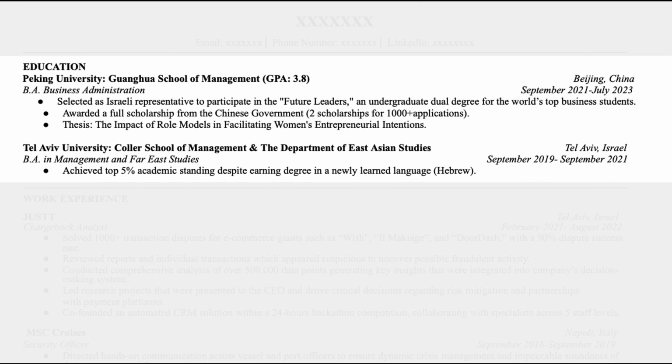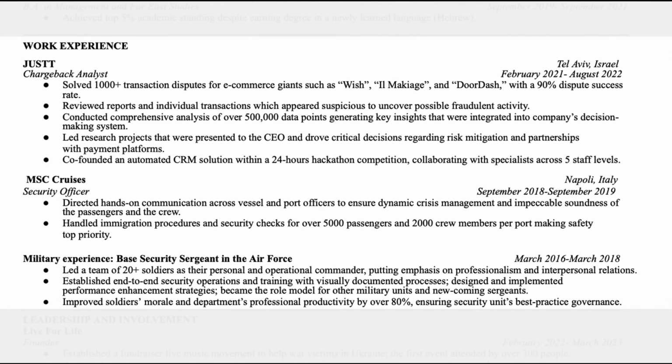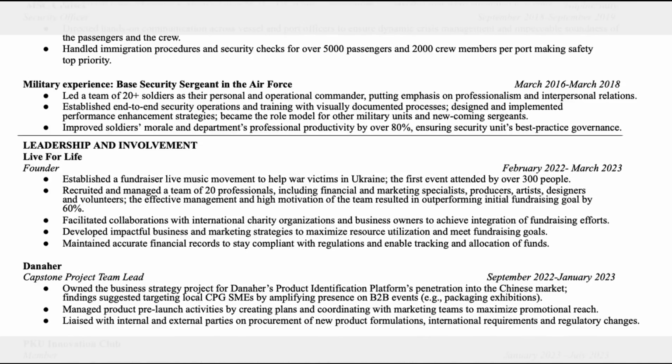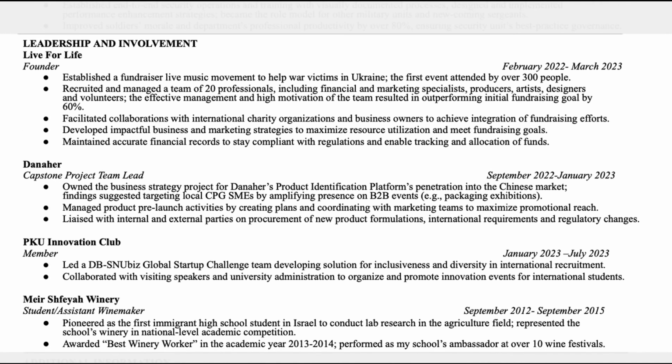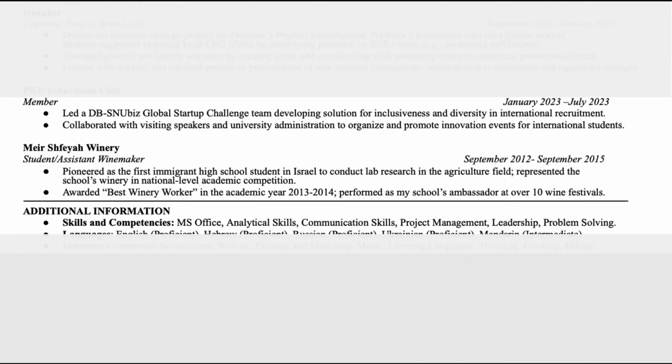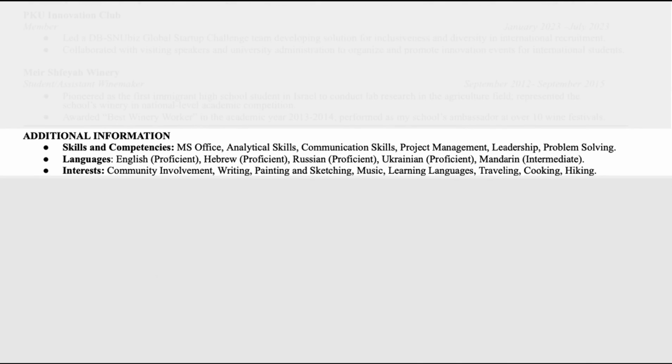Education looks good, Peking and Tel Aviv universities, both very prestigious. Good percentile ranking too, so that checks out. Going through work experience, not much of interest, honestly, except at the bottom, we have military experience leading 20 soldiers. Leadership and involvement. This one is actually better than work experience, especially the live music event and the Danaher project here. Additional information. This candidate apparently speaks quite a few languages that are not even remotely related.